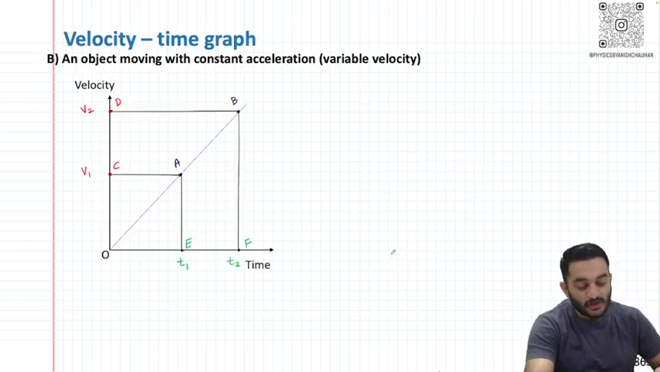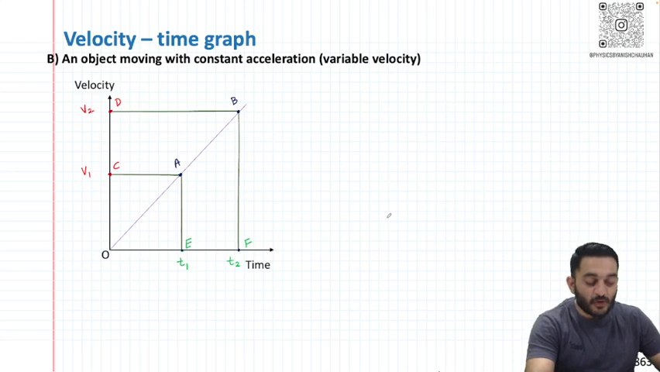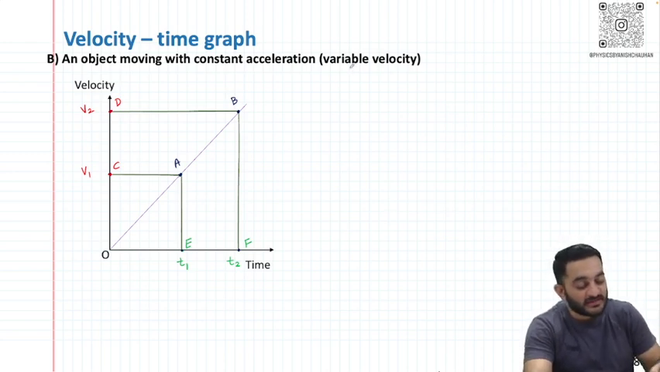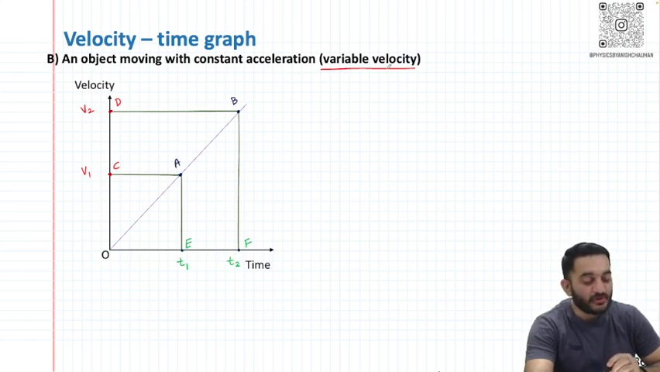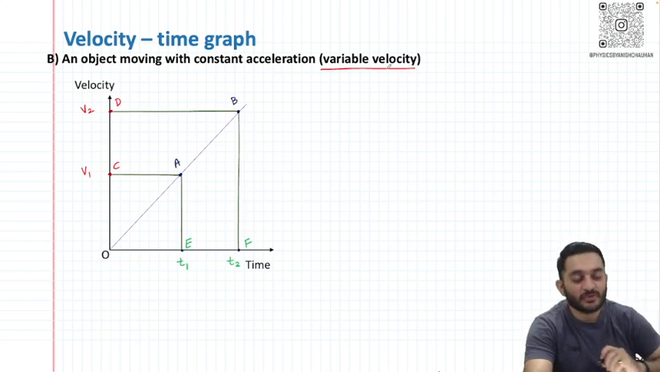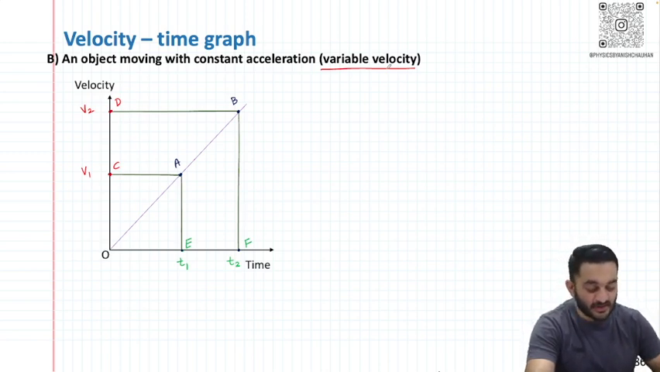So if you take the area under the curve for a velocity time graph, it is going to give you displacement. If you talk about an object moving with a constant acceleration, it means it is going to have a variable velocity. Like even on the earth, if we say the acceleration due to gravity is constant, but if we drop something, the speed is going to keep on increasing. This is a similar case over here.